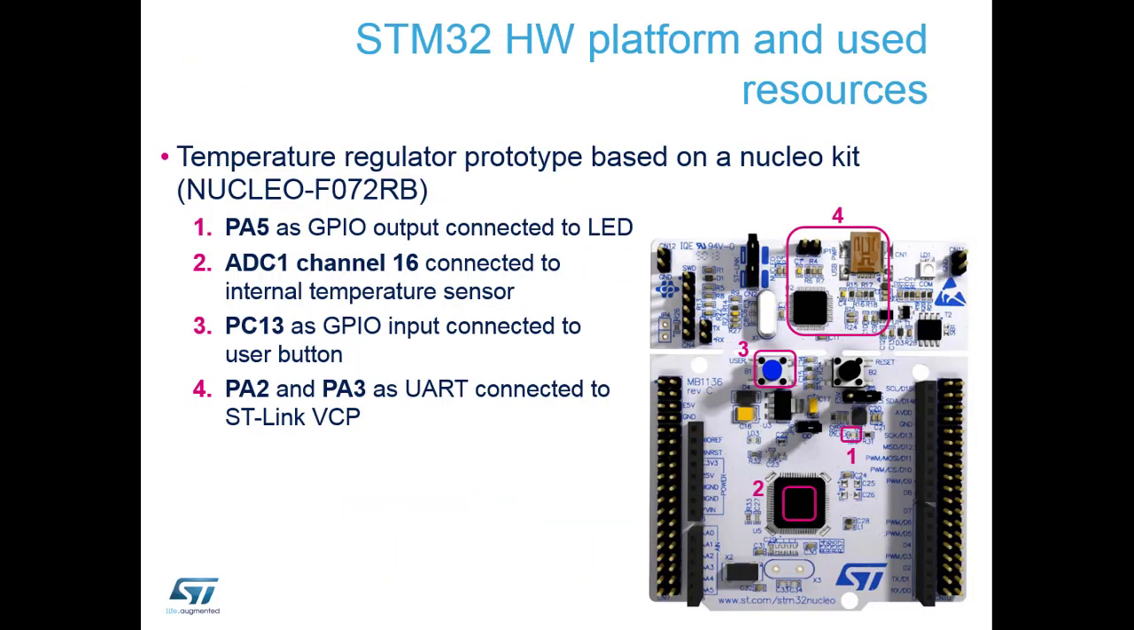On our Nucleo board, everything stays the same as we had in the previous example. So we're still using the green LED, the blue push button, and the external temperature sensor inside the STM32. And in this hands-on, we are actually going to connect to the UART this time, so that our PA2 and PA3 from our STM32 will link up to the section you can see highlighted in purple on the top half of the board, section 4, which will then generate our virtual COM port back to our PC.